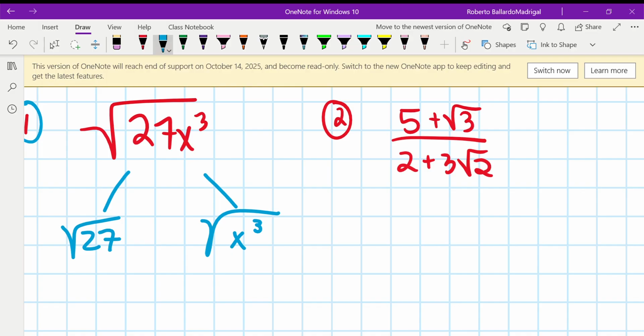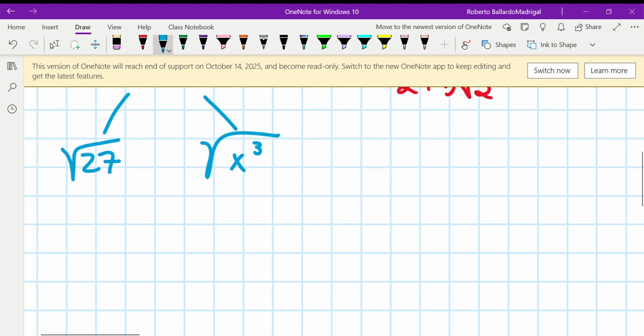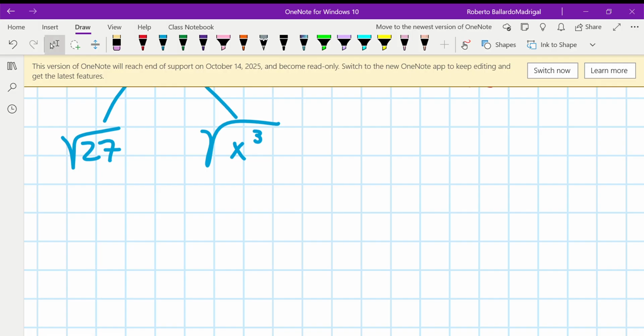All right, now because we are doing a square root, we are looking for pairs. We are not looking for groups of 3 or groups of 4. We're just looking for groups of 2. So let's go ahead and split up 27. What are two numbers that multiply to 27? Well, there's really only one combination, right? 3 and 9, or 9 and 3. All right, so 9 and 3.